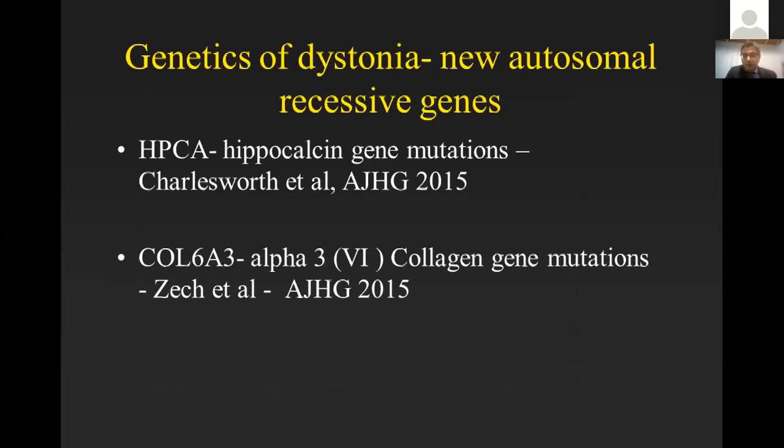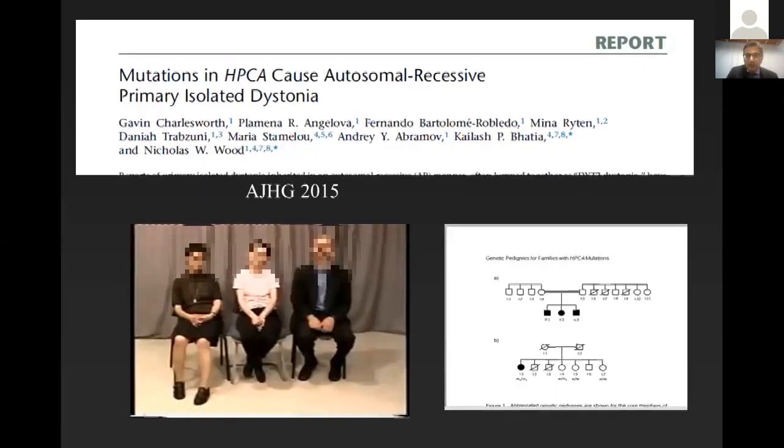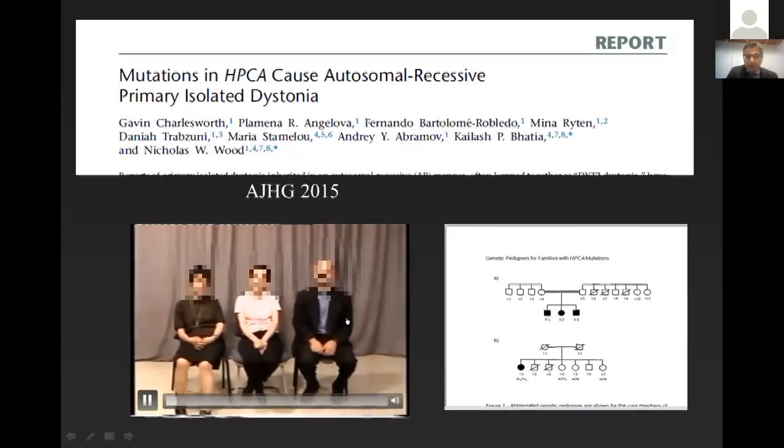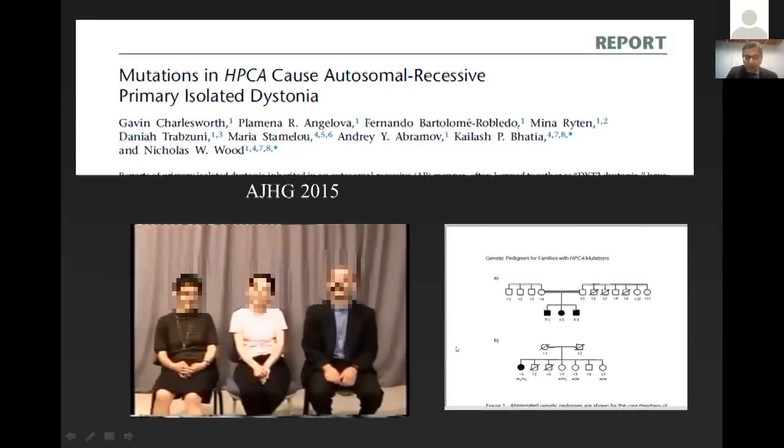So those genes which I talked to you about so far were all autosomal dominant. We talked about DYT1, DYT6, and a little bit about ANO3 and GNAL. Now we are talking about some new autosomal recessive isolated dystonia genes. One of them is hippocalcin, HPCA. This is also known as DYT2. In this particular family, there were three siblings from consanguineous parents who all, as you can see, had craniocervical segmental dystonia as their presenting and main feature.